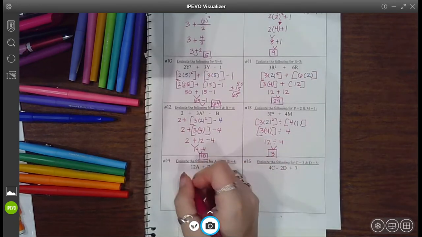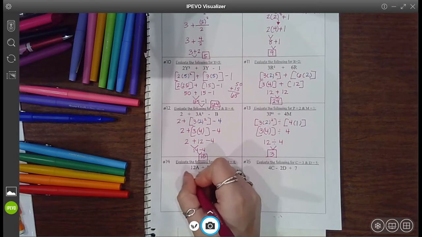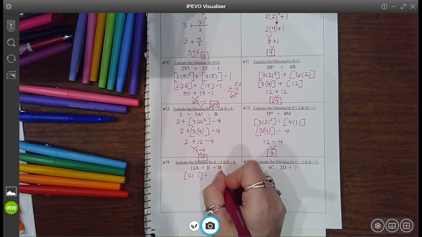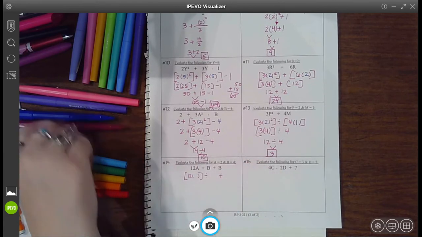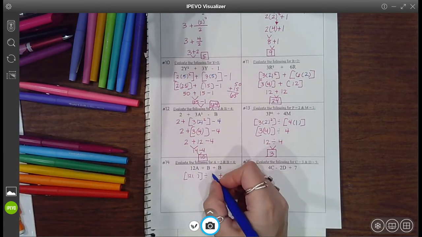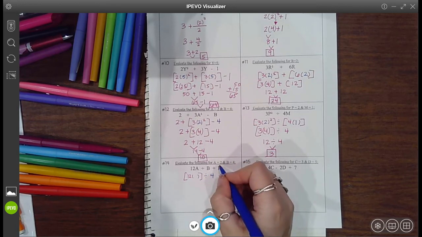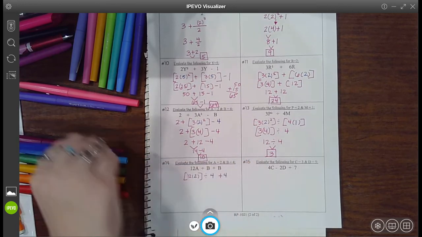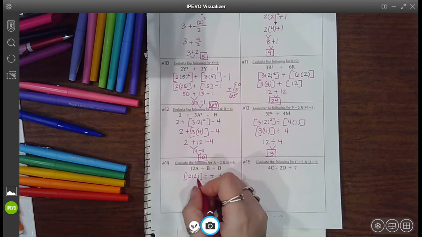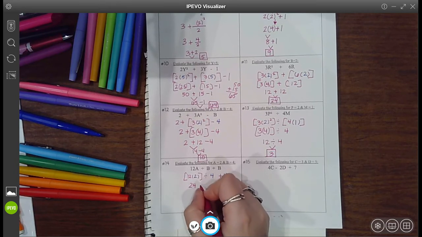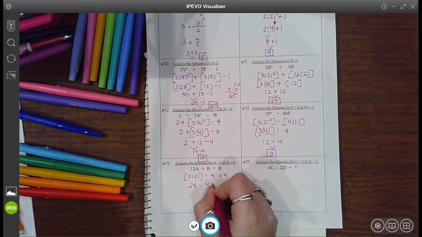Okay, this is one singular term, 12 times whatever a is. Then you have the divided by whatever b is, and then plus whatever that b is. So b is a 4 here and a 4 here, and 12 times a was a 2. So in this bracket, I need to simplify that term. 12 times 2 is 24, divided by 4 plus 4.